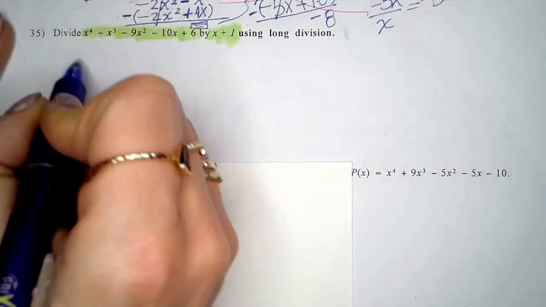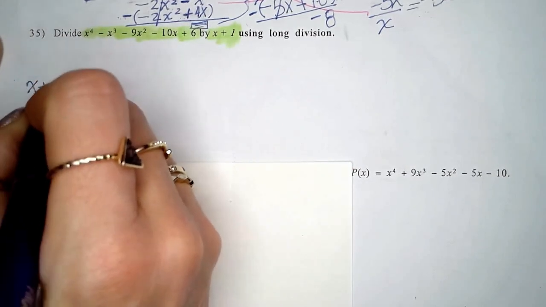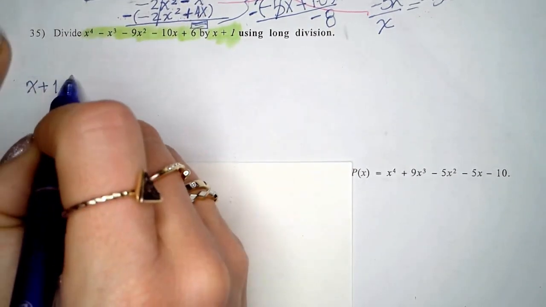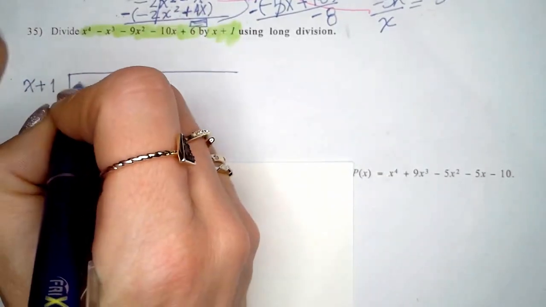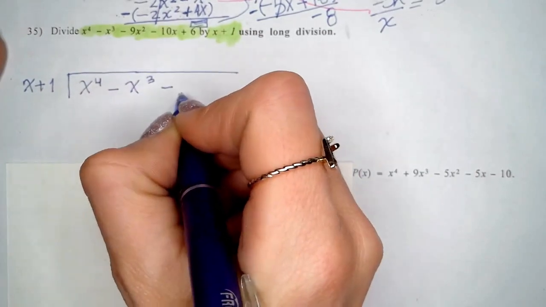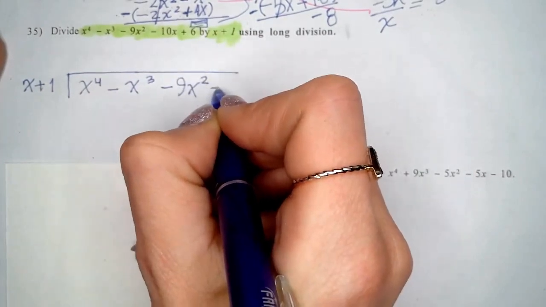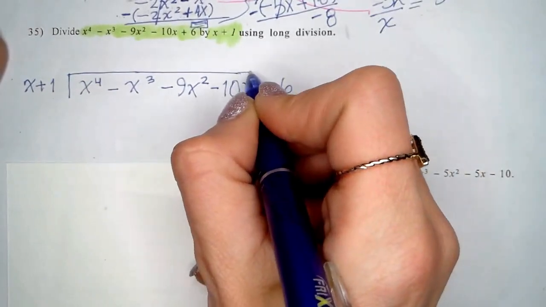Good. So leave some room above it, right? Outside, I'm going to put the x plus 1. Nice and neat. Best handwriting ever we could do. Then set up my division. And then that is going to go inside, right? So nice and neat. X to the 4 minus x to the 3rd minus 9x to the 2nd minus 10x plus 6. Just extend that a smidge.